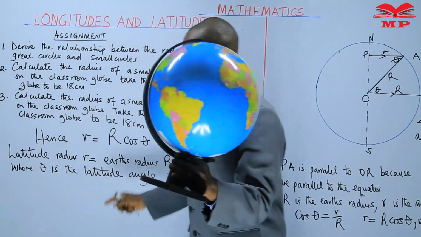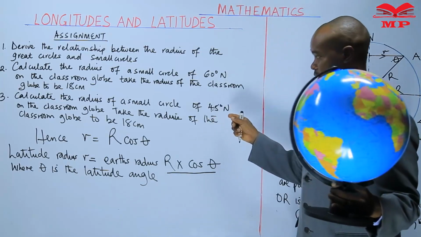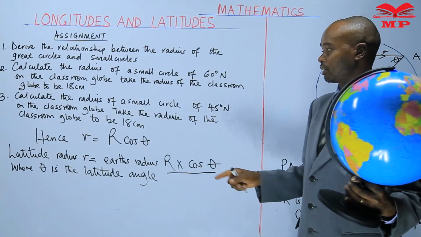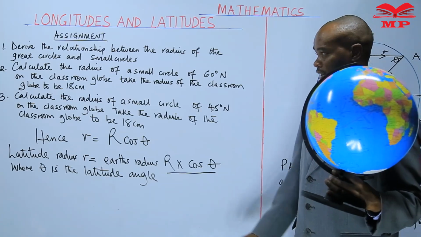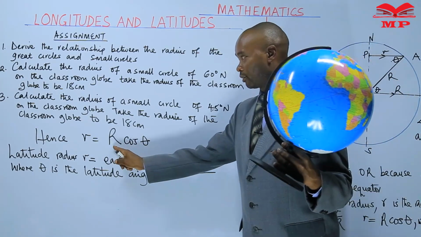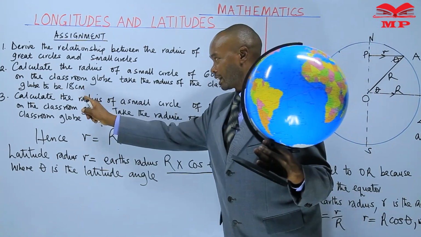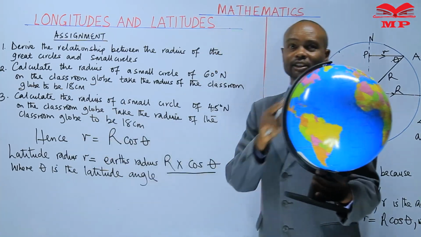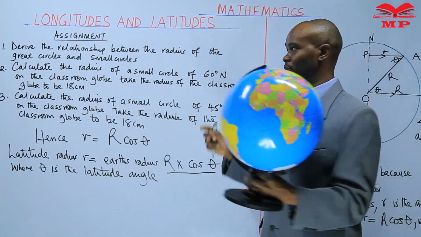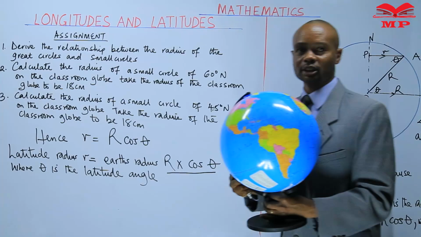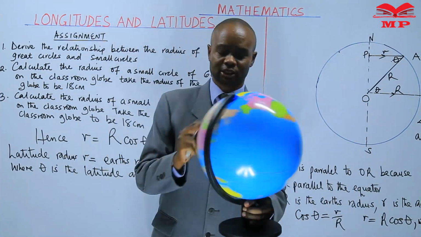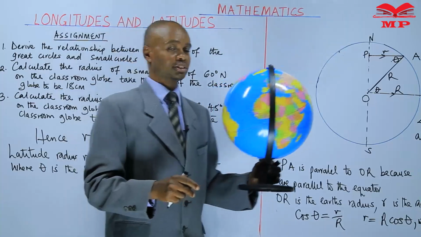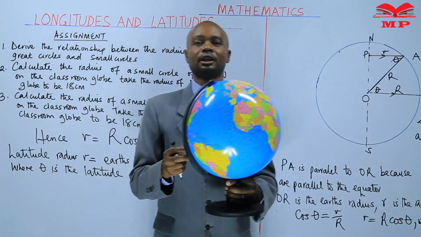18 centimeters, and you'll work out because you know the cosine of 45. You'll substitute it here. You'll substitute it there. So the value of big R in 2, 3 will be 18 on the class globe. But when you come to calculating actual distances on the Earth's surface, the radius will be bigger. It is going to be something around 6,370 kilometers.